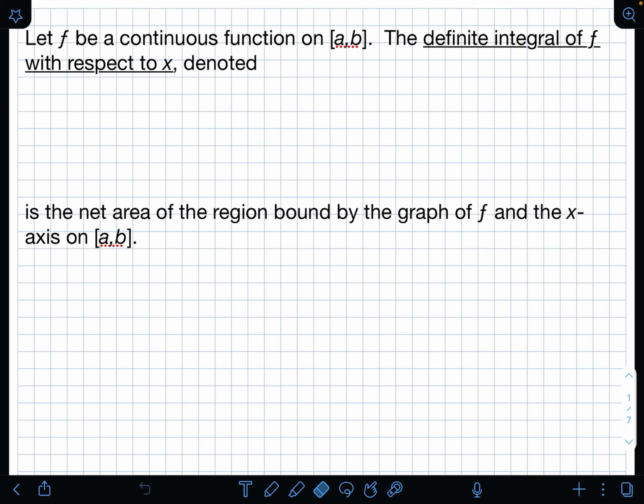The definite integral of f with respect to x is denoted in a very similar way to the indefinite integral, with that elongated s that is the integration symbol. But now we're going to have a subscript of a and a superscript of b. These correspond to the endpoints of the interval. They are called the limits of integration. Aside from those, the rest of the notation is the same as for the indefinite integral. So we just added those limits of integration.